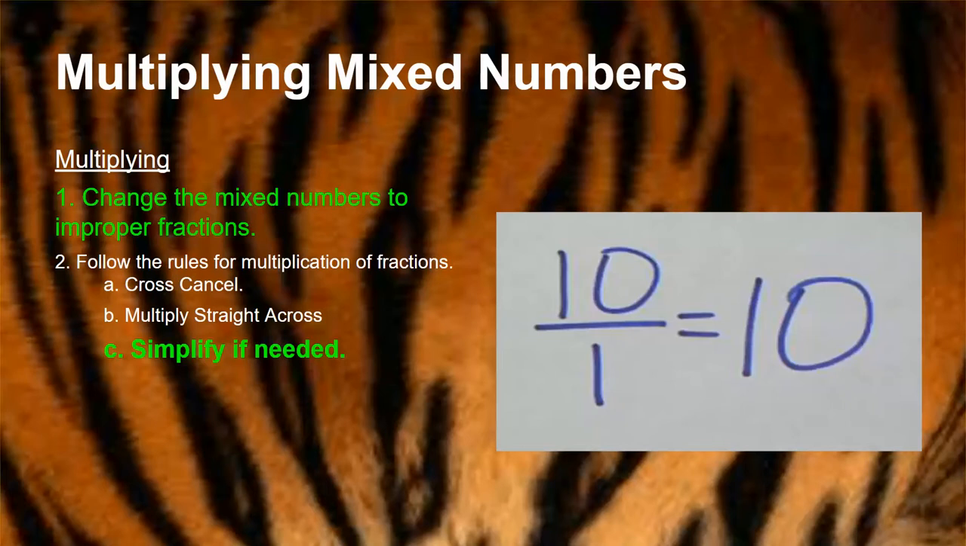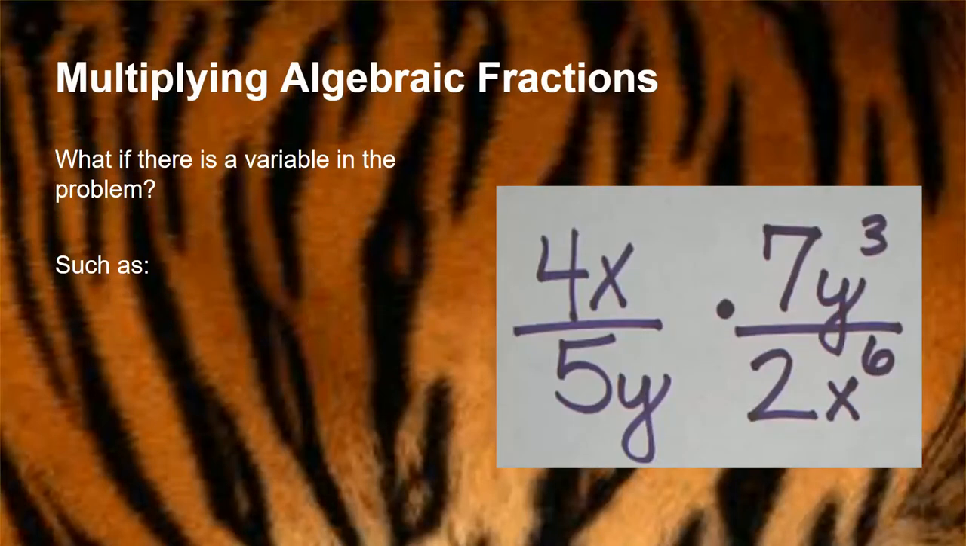The harder part, though, is algebraic fractions. So, what if there's a variable? Well, you still deal with it the way you would any other number, because a variable is simply a number, and we can cross-cancel and stuff with variables as well. So, looking at this problem, first look at the numbers. What can cancel? Well, 4 and 2 can cancel, because the 4 and 2 can both be divided by 2.